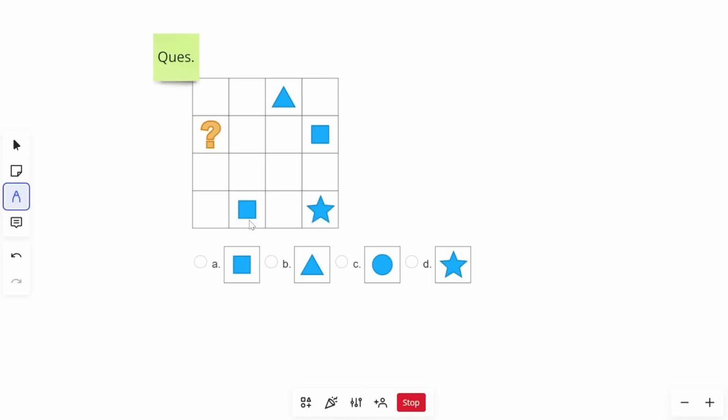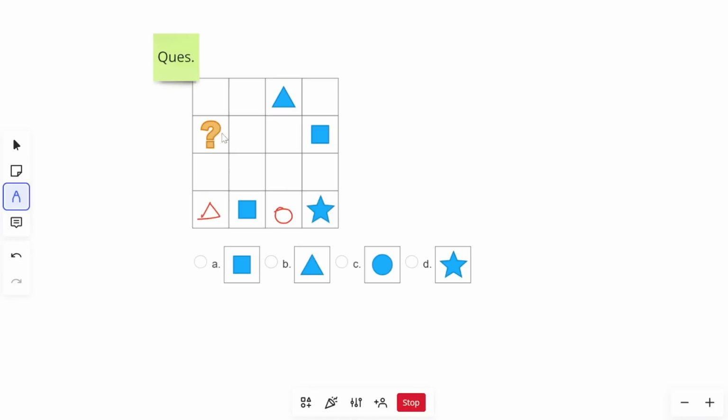See, now we already have square and star, two things in this row. Now, what are the other two things which can come in these two empty boxes? One circle and one triangle. Obviously triangle cannot come in this row because in this row already one triangle is there. So the only option that can come in this row is circle. Then the only one left for this row is triangle. So triangle will come here and circle will come here.